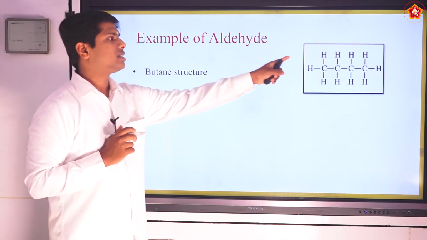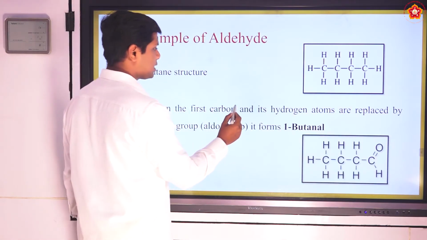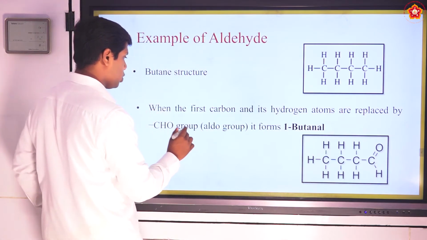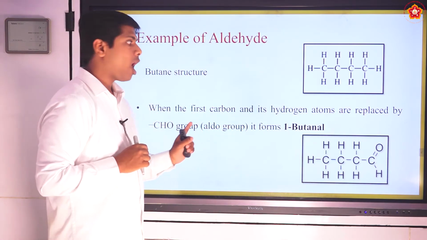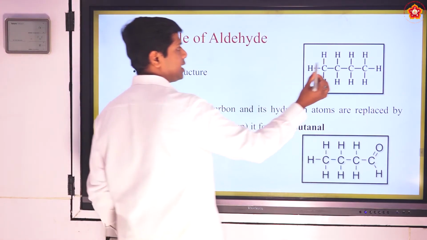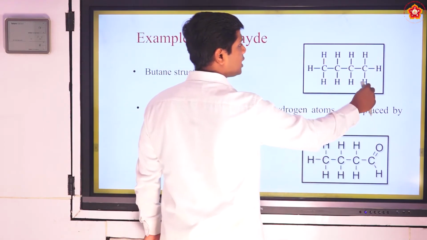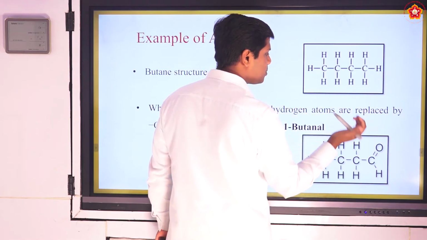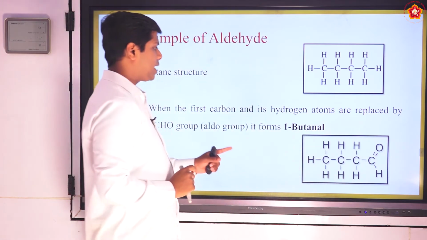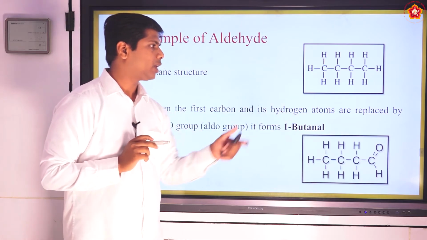This is the butane structure. Very important: when the first carbon and its hydrogen atoms are replaced by the CHO group, that is the aldehyde group, it forms butanal. This means the entire first carbon and its hydrogens are replaced by the CHO group. Then it becomes butanal. Write down the structure of butanal.